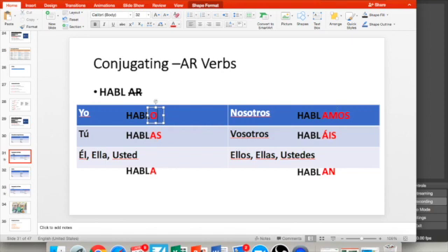In the nosotros, we add back amos, AMOS. In the vosotros, A with an accent, IS. And in the ellos, ellas, ustedes, we add back an AN.